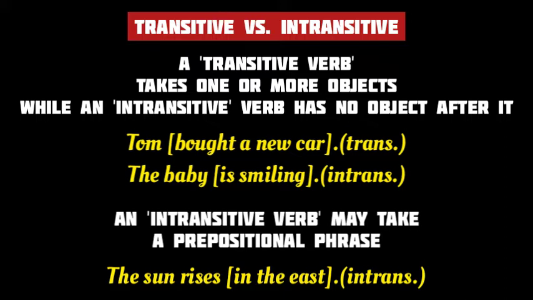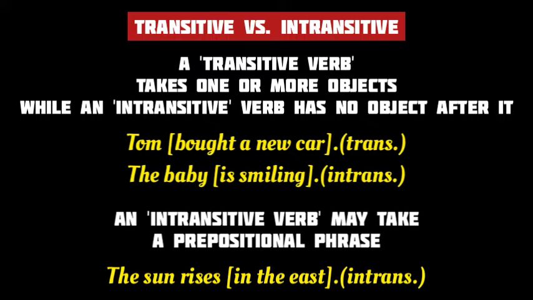For example, in the sentence, Tom bought a new car, the verb bought has an object, a new car, so it's a transitive verb. But in the sentence, the baby is smiling, the verb is smiling takes no object, so it's an intransitive verb. In short, a transitive verb acts upon an object, while an intransitive verb has no object to it.